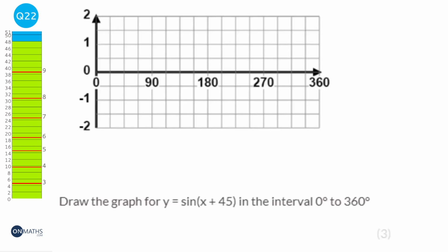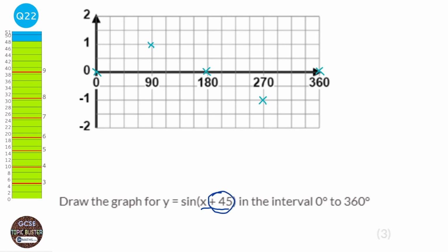A normal sine wave starts at 0, goes up to 1 at 90, down to 0 at 180, down to minus 1 at 270, and then back up to 0 at 360. But here we're given a plus 45 inside the function. Now, a plus 45 actually does the opposite of what you think. You would think that it would move it right 45, but it doesn't. It moves it left 45.